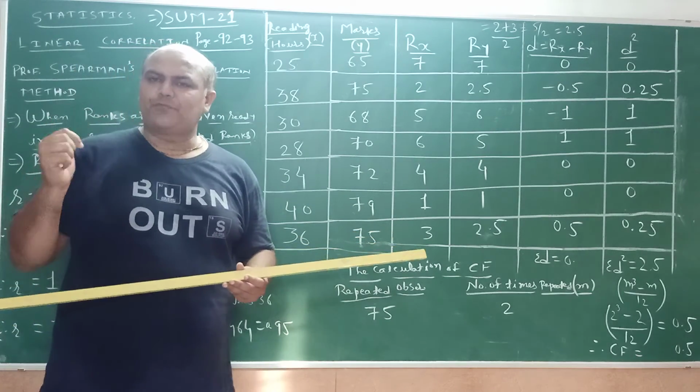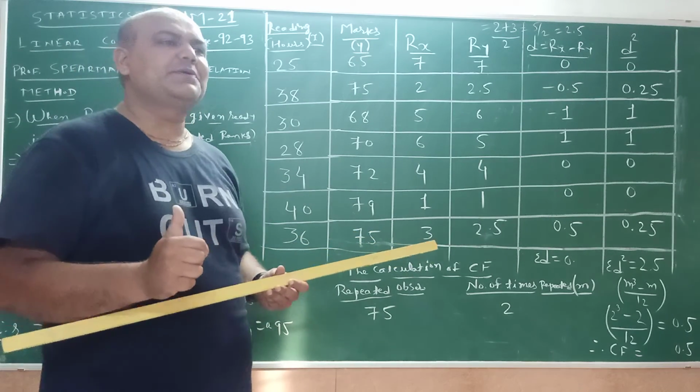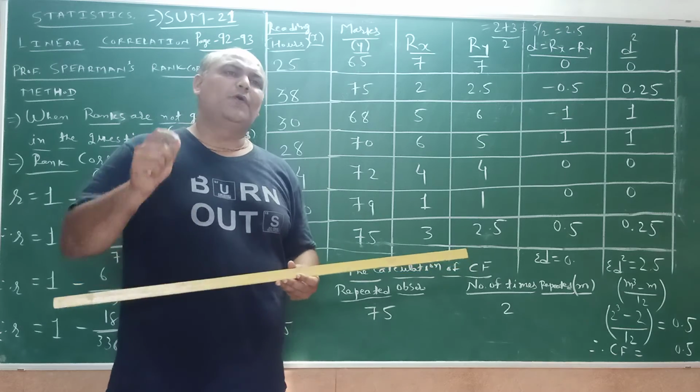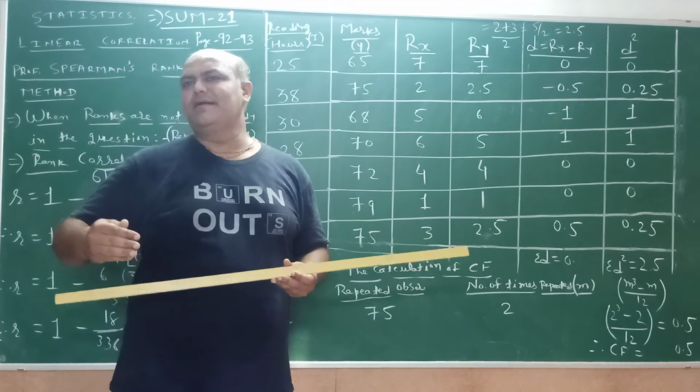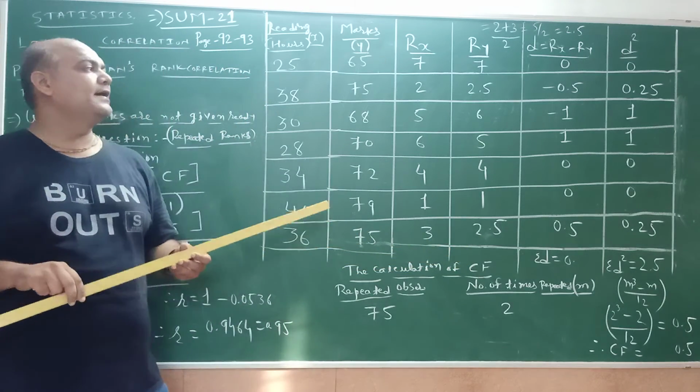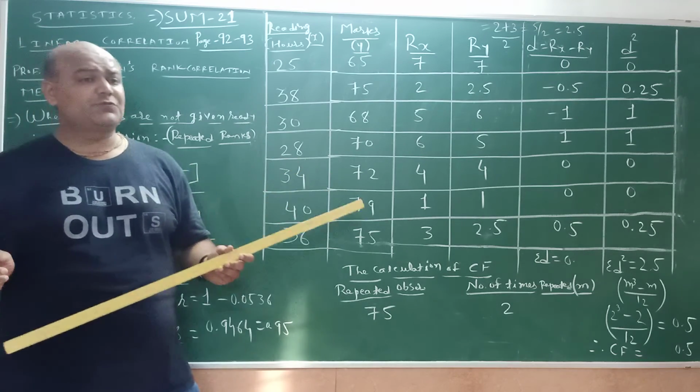Clear? It is Professor Spearman's rank correlation method when observations or ranks are repeated and ranks are not provided in the question.